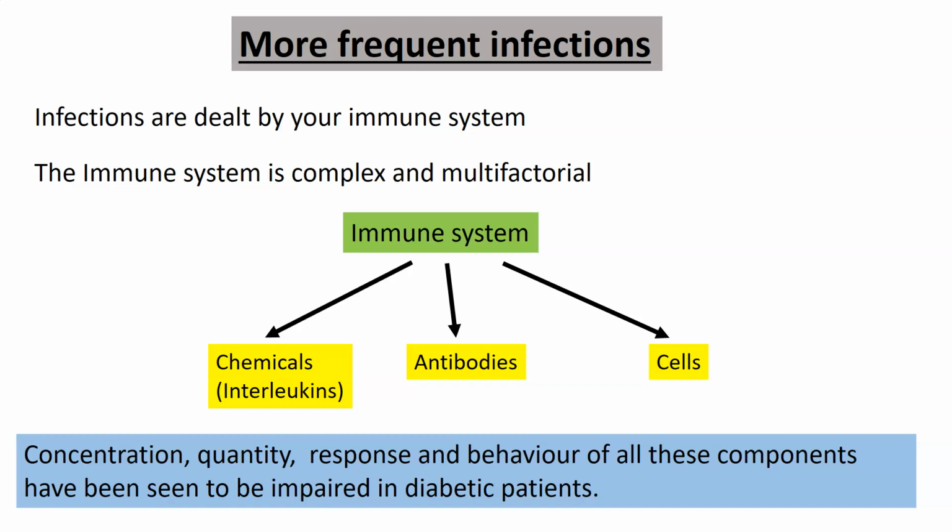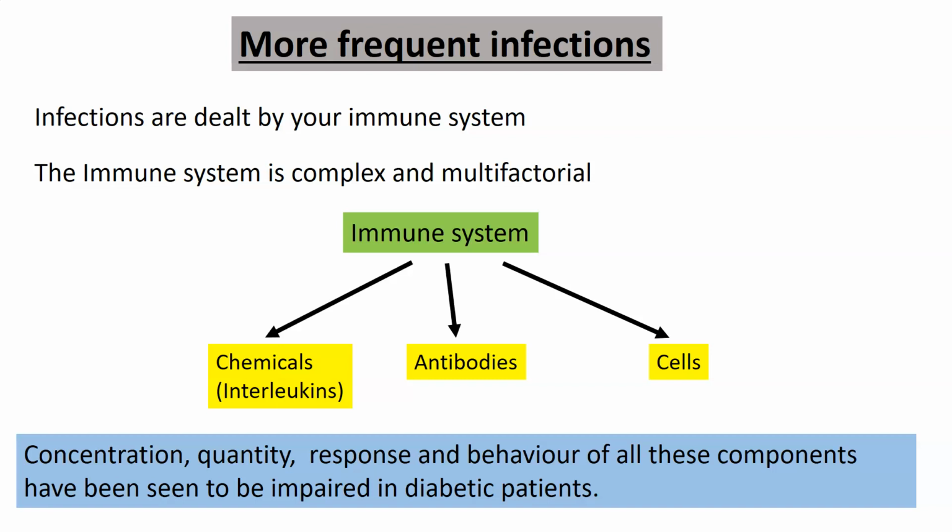They are much more prone to, for example, developing respiratory infections. Pneumonia, for example, flu, tuberculosis, these are all infections of the respiratory system, and diabetic patients have a much higher frequency of these infections. In fact, diabetic patients are 6 times more likely to require hospitalization from flu than people without diabetes.